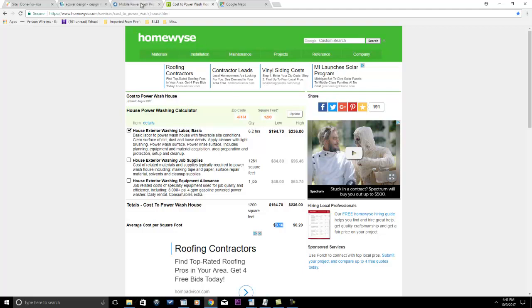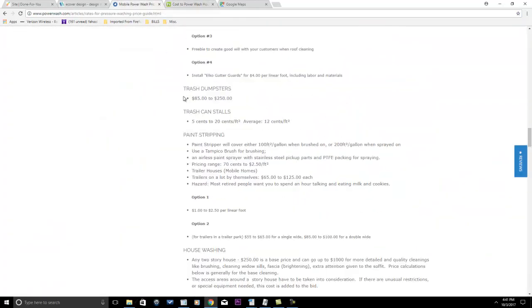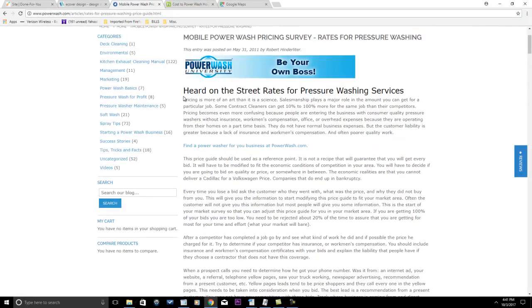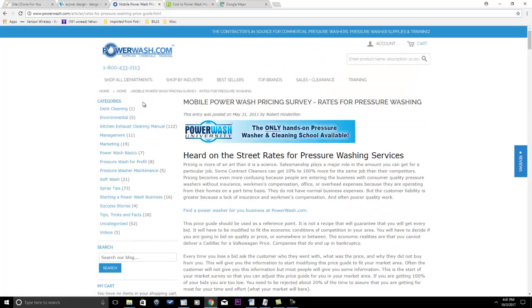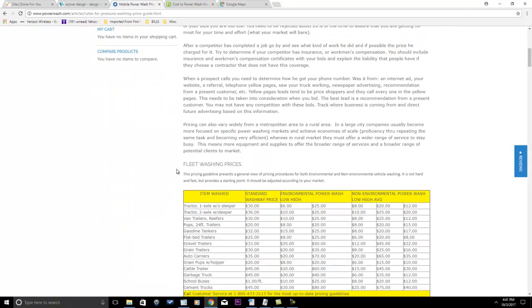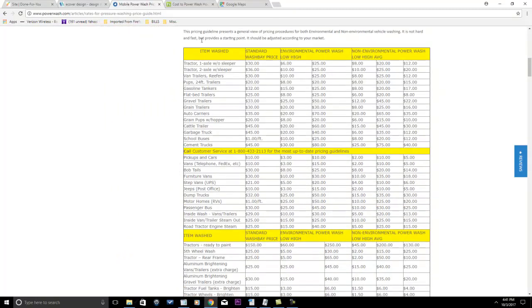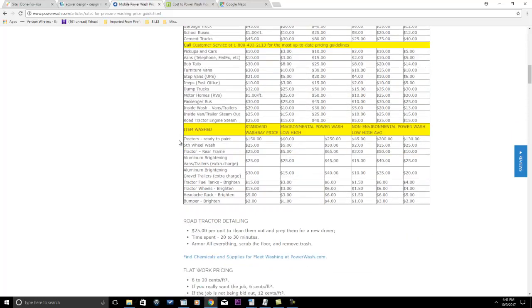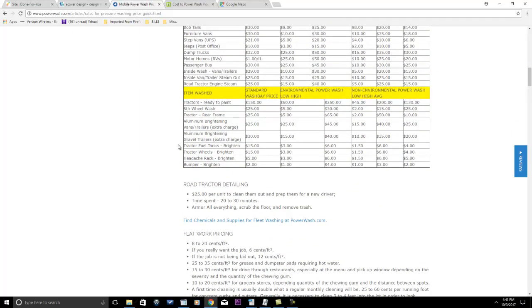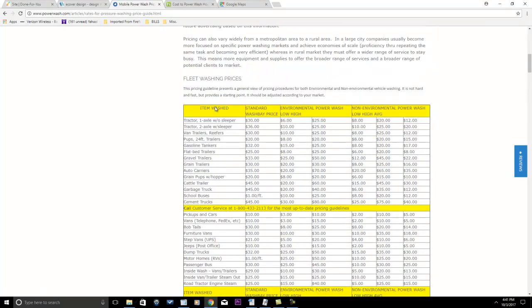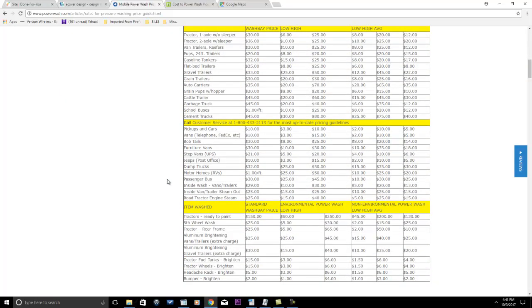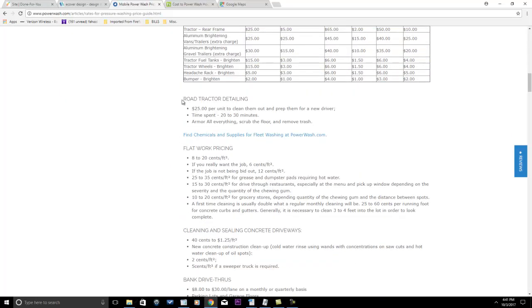Okay, let's go to the next free resource. Again, this will be in the description. This one is kind of a cool one. It's just powerwash.com. It's a huge wealth of resources here, and we're on the pricing section. This breaks down all sorts of trucking, trucks and cars and pickups, and if you were set up to do that, or that was what you're interested in doing, fleet washing, this gives you an idea of how to price.